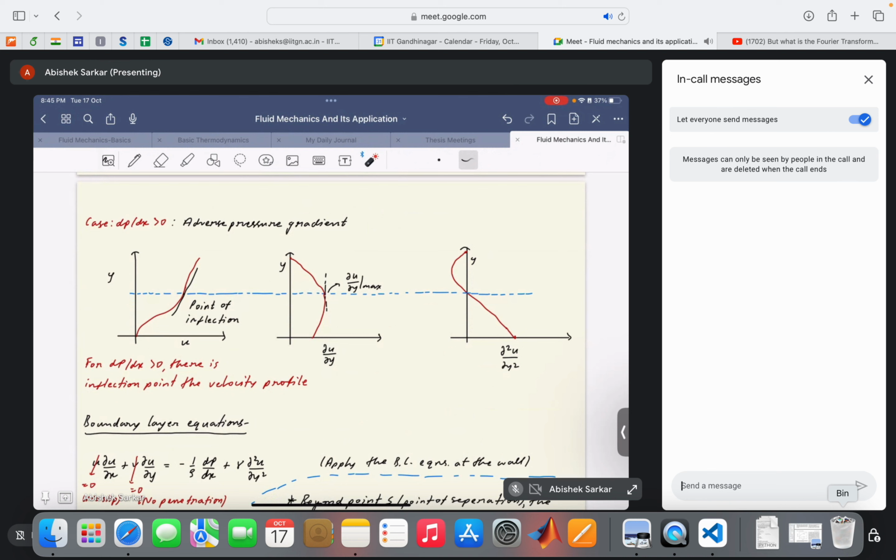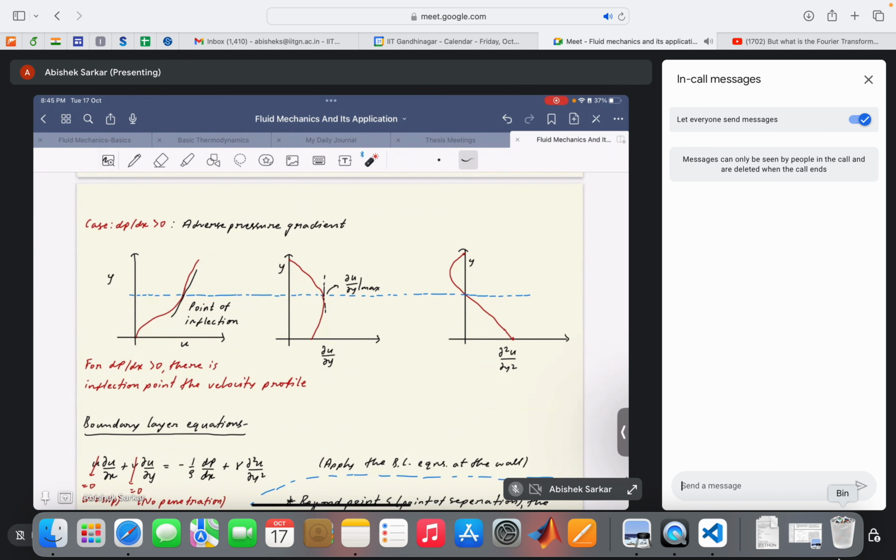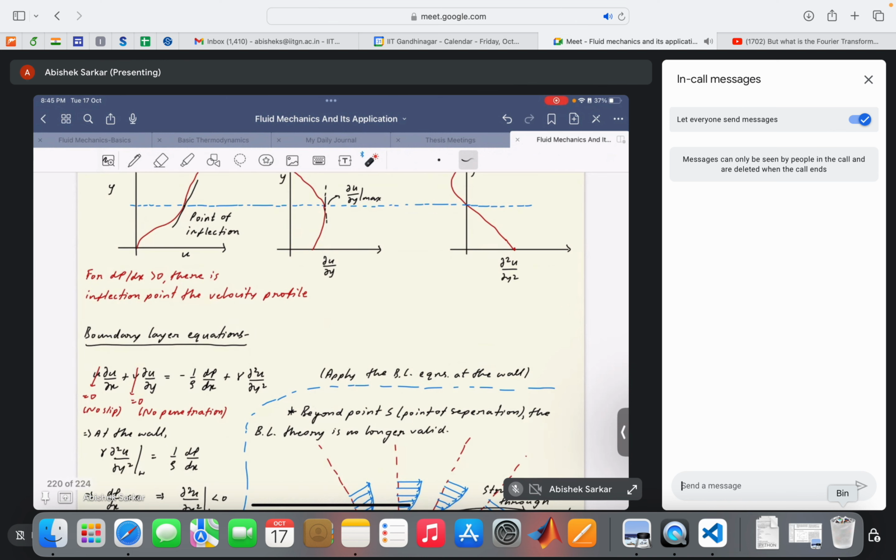Okay, so it is given that ∂p/∂x is greater than 0 in the case of adverse pressure gradient. So rather than starting directly from this profile, we start from this one. Okay, and what will be the value of ∂²u/∂y² in the case of an adverse pressure gradient? How to obtain that? We can obtain it using the boundary layer equations. Okay, not the boundary layer equations for a flat plate, but the general boundary layer equations, in which the pressure gradient will exist, right?